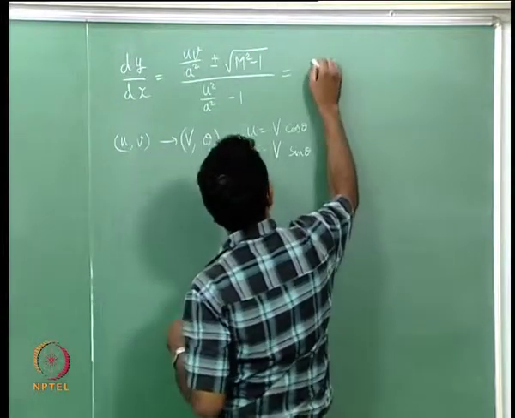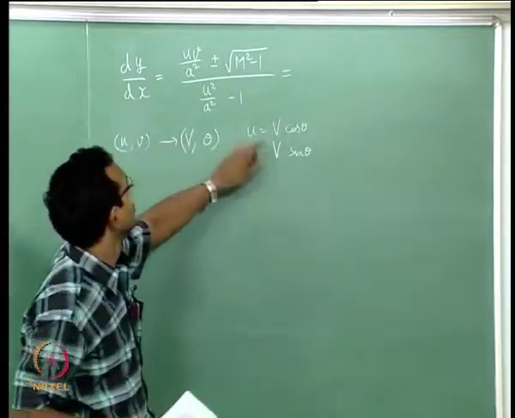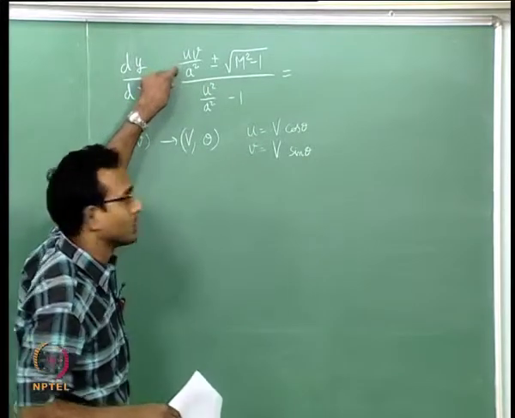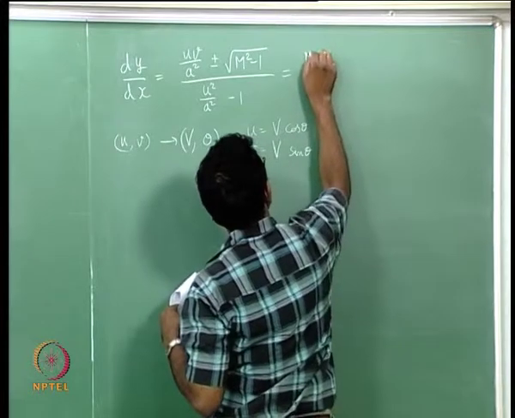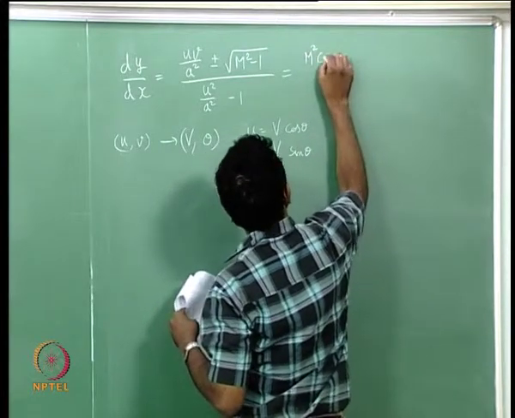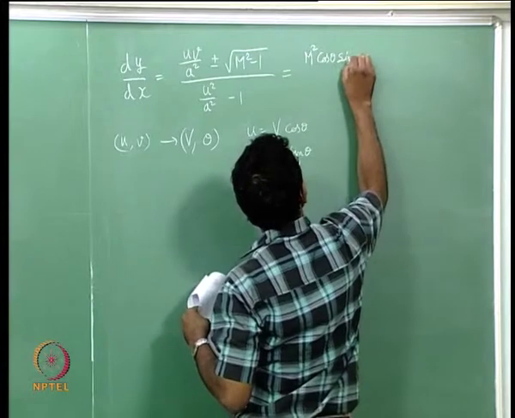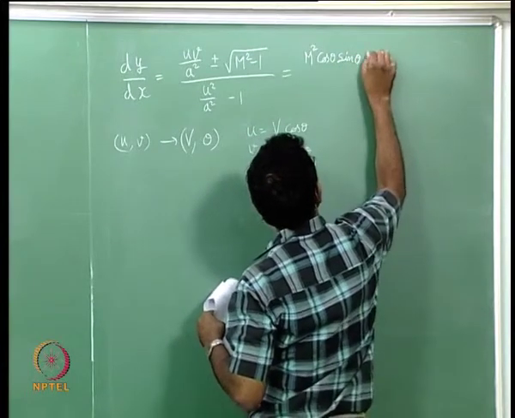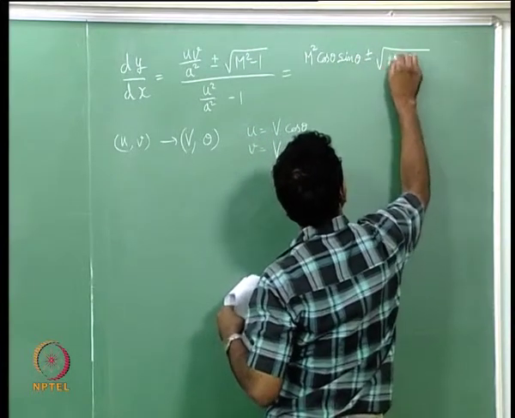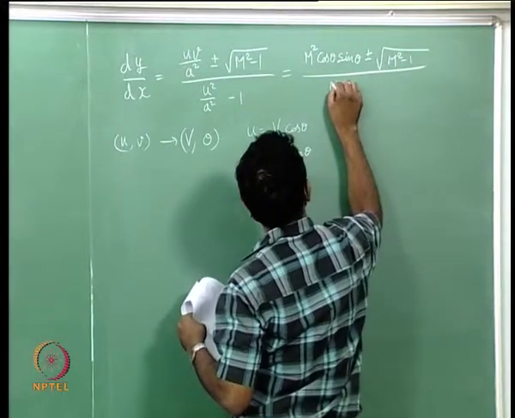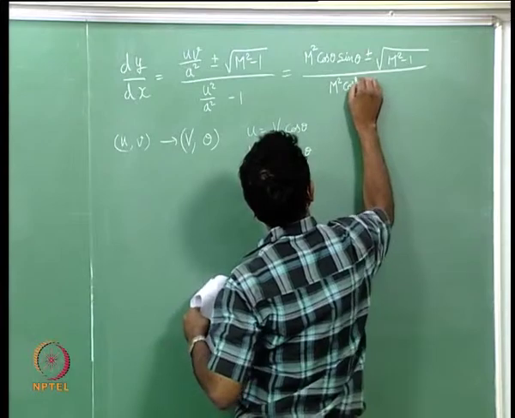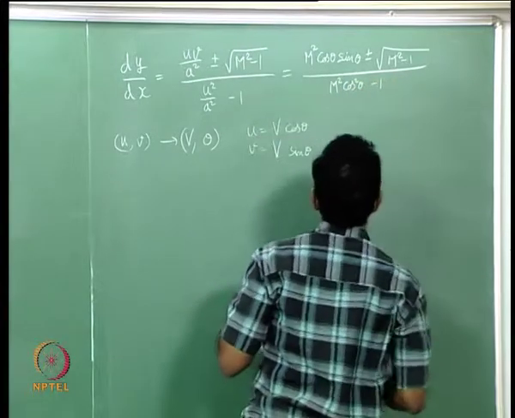So I am going to get, and I know that V square by a square, which will come from here, will be my M square. I will write that also in there. So it will be M square cos theta sin theta plus minus square root of M square minus 1 divided by M square cos square theta minus 1.